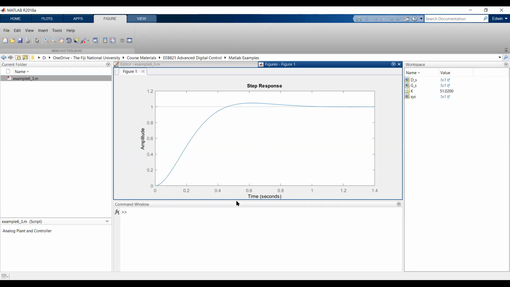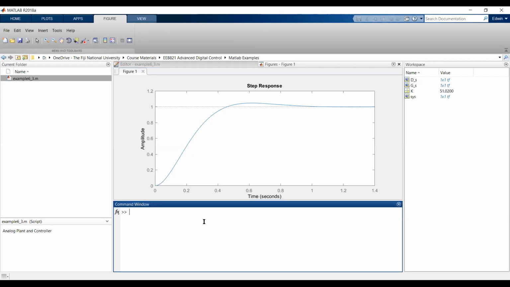So this is stable, and if I do step info of my system, I will get a settling time as 0.8370 seconds, which is close to 0.8 seconds, which I got from my notes.